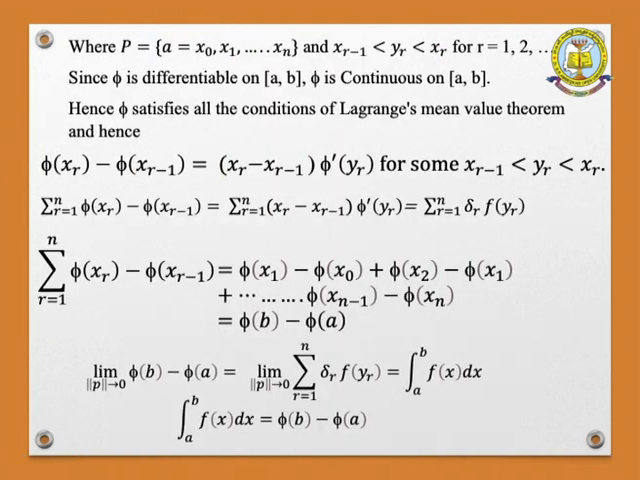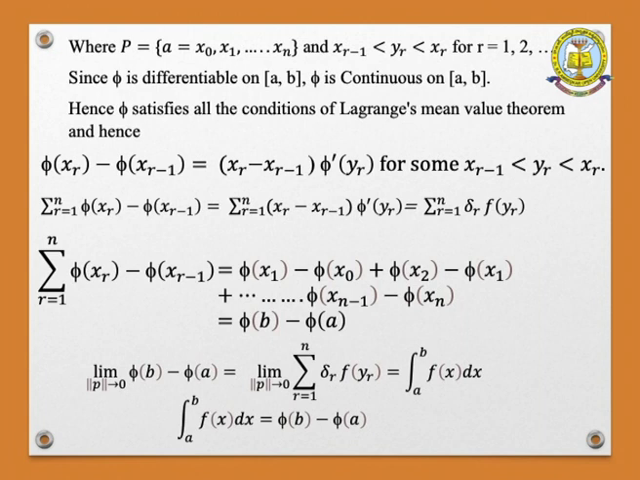On the interval [x r minus 1, x r], phi of x r minus phi of x r minus 1 is equal to delta r into phi dash of xi r, or phi dash of y r. Now, take sigma on both sides, you get sigma r = 1 to n of phi of x r minus phi of x r minus 1, which is equal to sigma r = 1 to n of delta r into phi dash of y r, that is nothing but sigma r = 1 to n of delta r into f of y r.